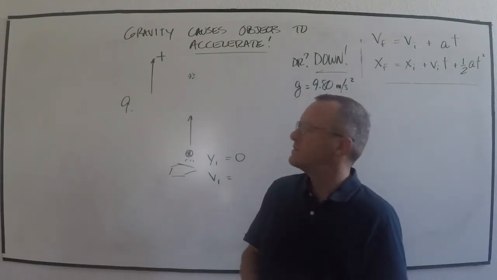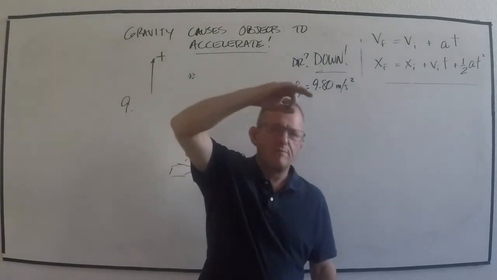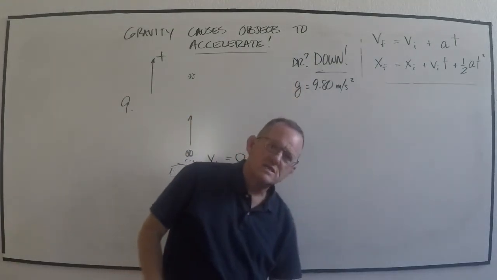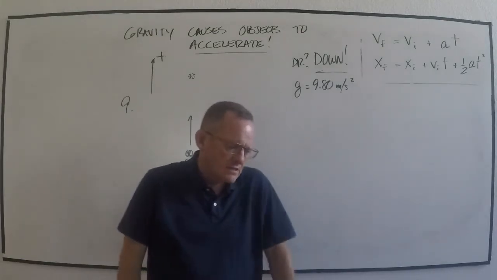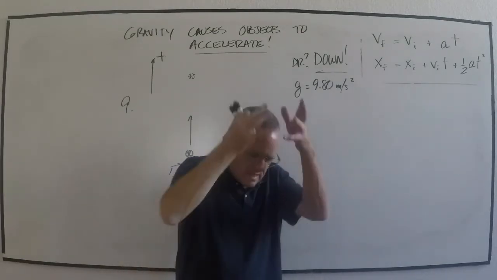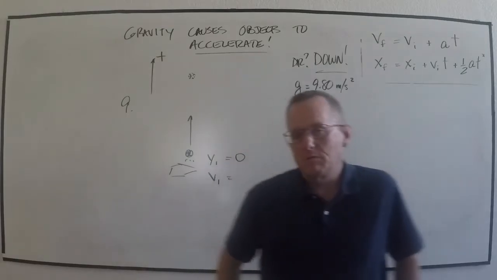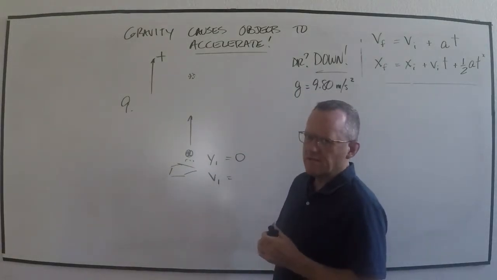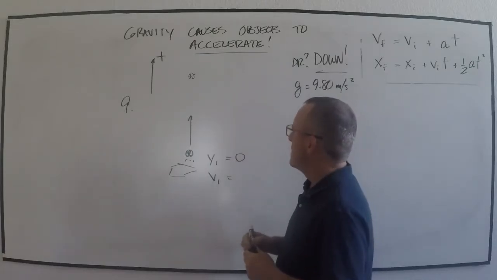And there are some problems. Some problems will have people dropping something. If you drop something and all the motion is downward, then it might make sense to call down positive because that's the direction everything is moving. Just throwing that out there. But unless there's a good reason, call up positive.